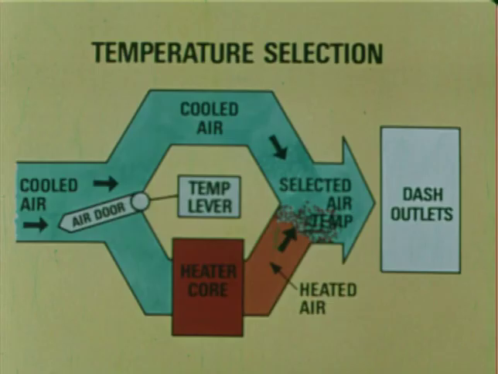The temperature lever is connected by a Bowden cable to an air door that directs air through or around the heater core in proportion to the lever position. In the hot position, all air is directed to the heater core. In the cold position, all of the air bypasses the heater core.